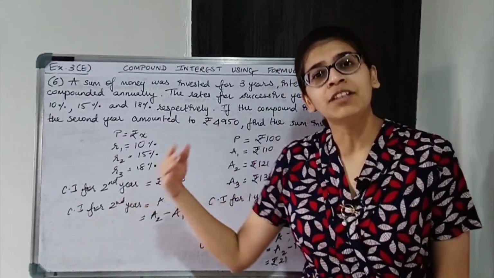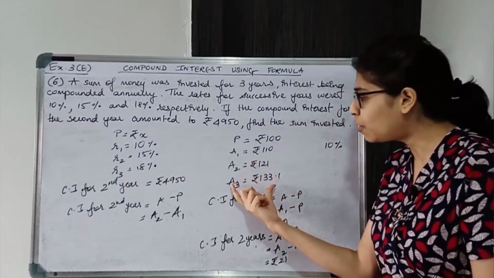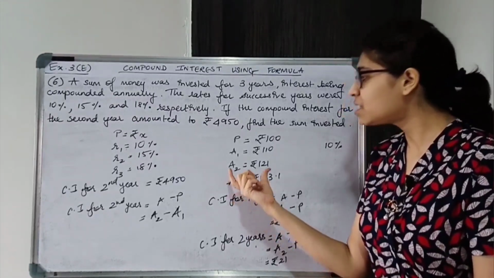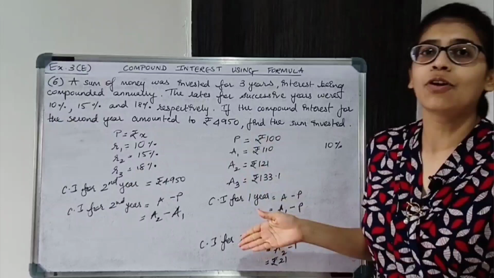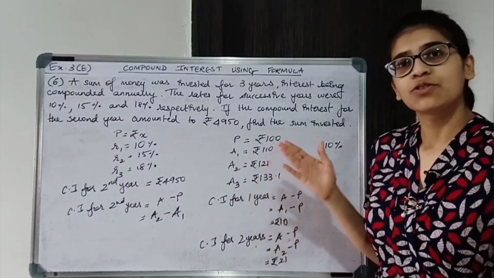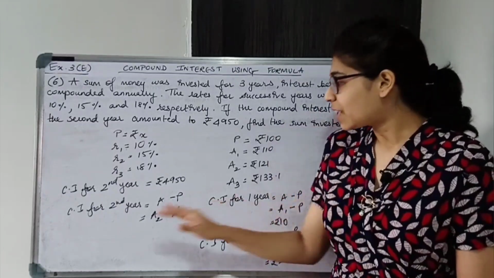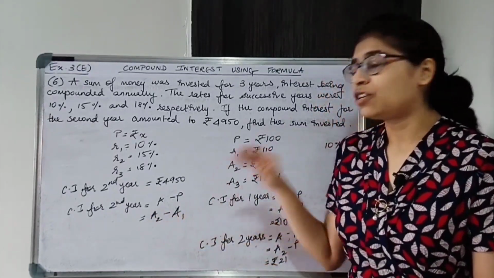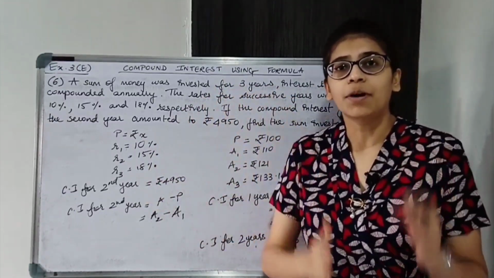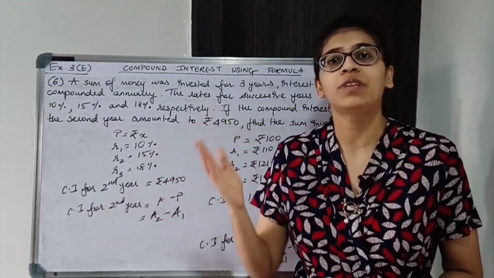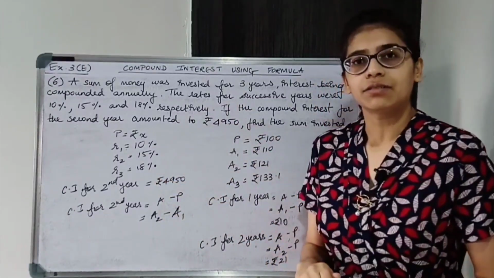Okay. Similarly for third year. For third year only you need to find, then you will take amount of third year minus the amount of second year. Amount of second year becomes the principal for third year. So be very careful in this. Since it is said for second year, you will take A2 minus A1, not A2 minus P, because A2 minus P will give you the compound interest for 2 years, not only second year. So same thing we will be applying over here.